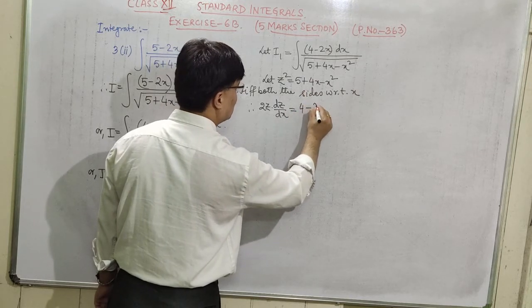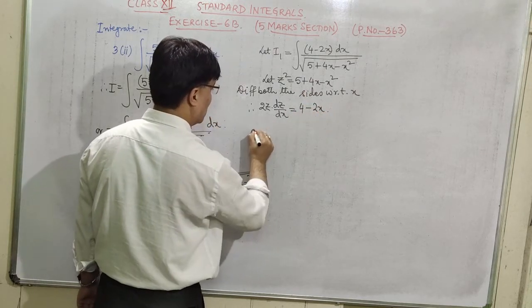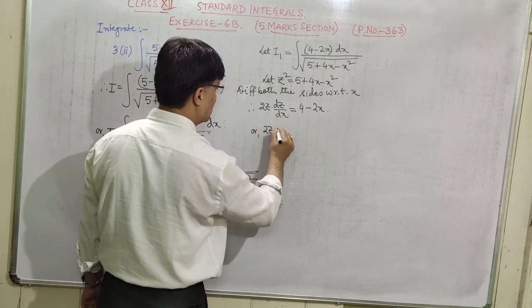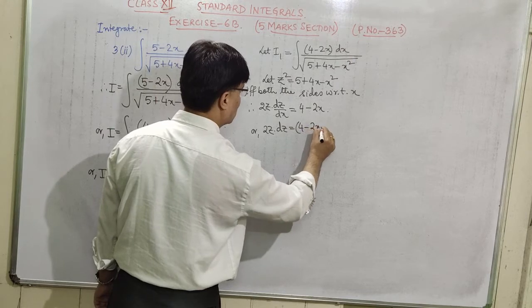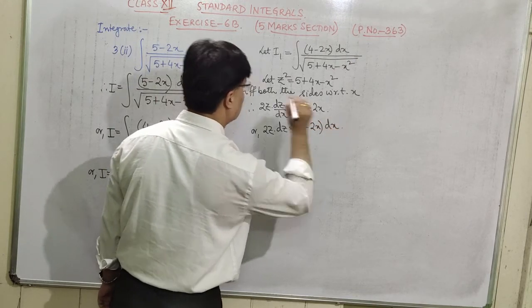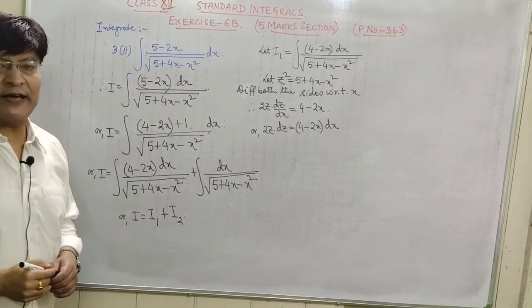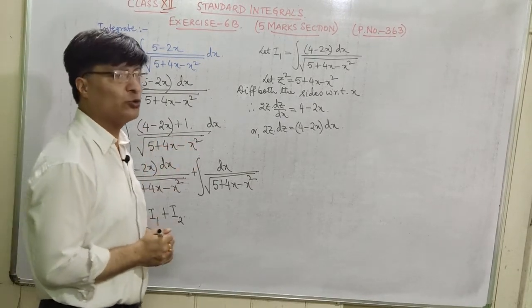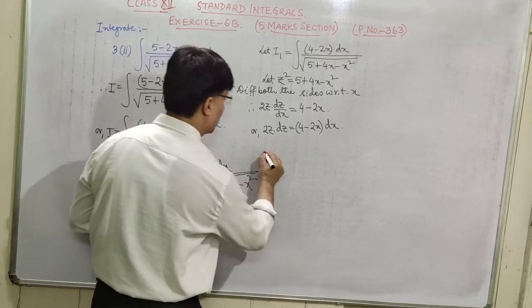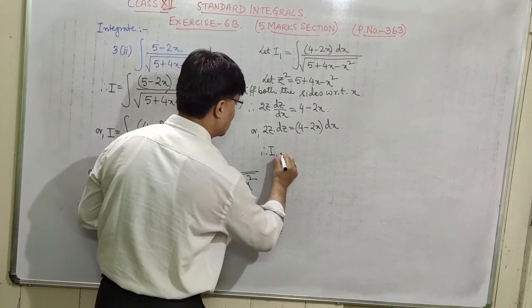The derivative of 4 minus x square is 2x, so this is 2z dz is equal to 4 minus 2x into dx. So we have got the value of the numerator, that is within bracket 4 minus 2x dx is equal to 2z dz. Okay. So therefore, what is I1 now?